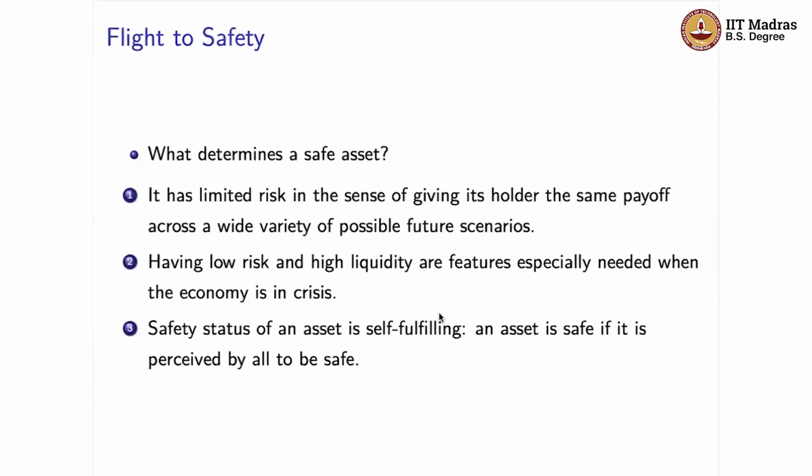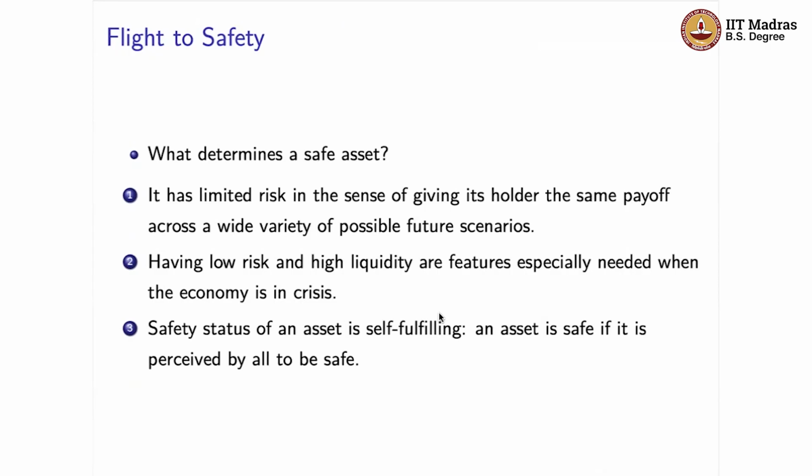So there are different characteristics that are associated with safe assets, because it's not just enough to say a government bond is a safe asset. As we have seen during this crisis, government bonds can perhaps be the source of the risk as well, right? So what do we mean by safe assets? Well, safe assets should have limited risk, in the sense of giving their holder the same payoff across a wide variety of possible future scenarios, right? That's the more typical meaning of safe assets, right? So it's also about having high liquidity, especially when the economy is in crisis.